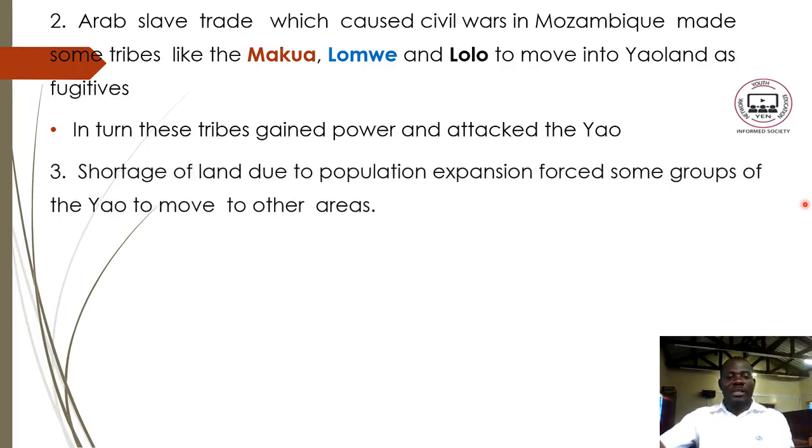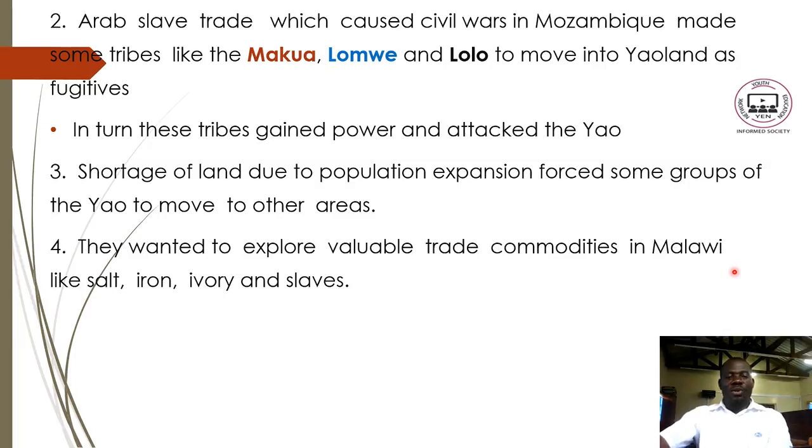Another factor for their migration into Central Africa, they experienced the shortage of land due to population explosion or expansion, which forced some groups of the Yao to move to other areas. So there was shortage of land to cultivate, to support maybe the growing population there. As a result, they decided to move out of that Yao land.